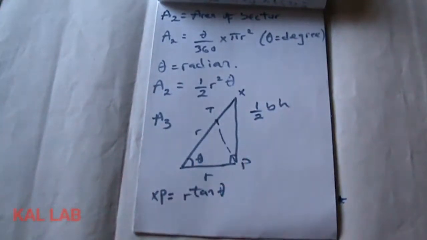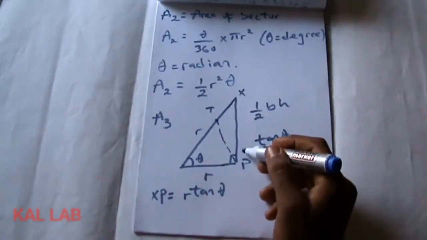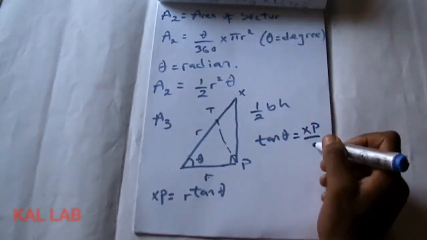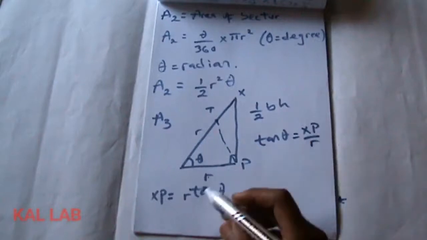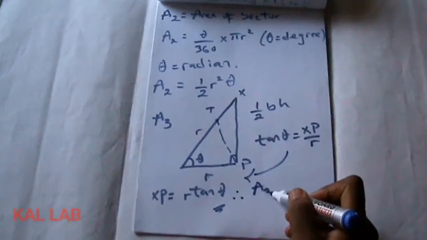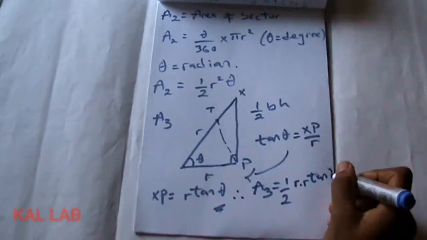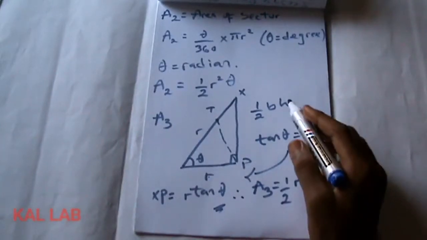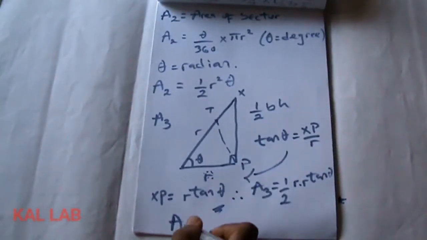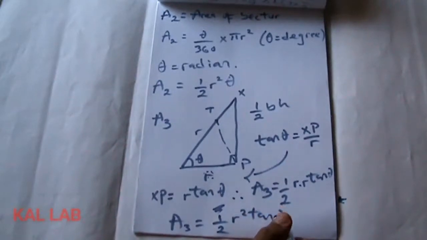How? Tan theta is equal to opposite over adjacent, that is xp over r. By cross multiplying, it leads to this. So therefore, our A3 is equal to 1 over 2 r multiplied by r tan theta, because our base is already r. Therefore, A3 is equal to 1 over 2 r squared tan theta.